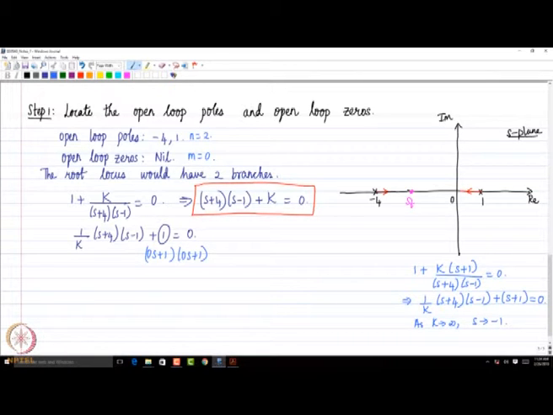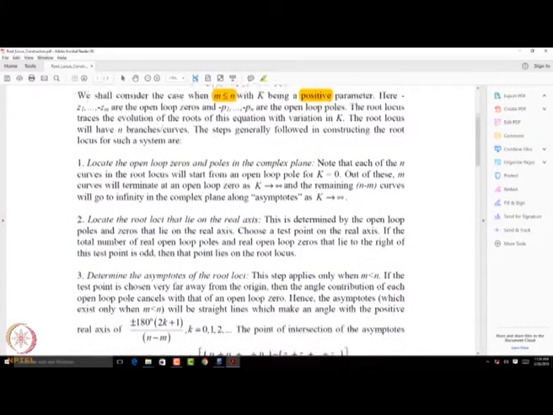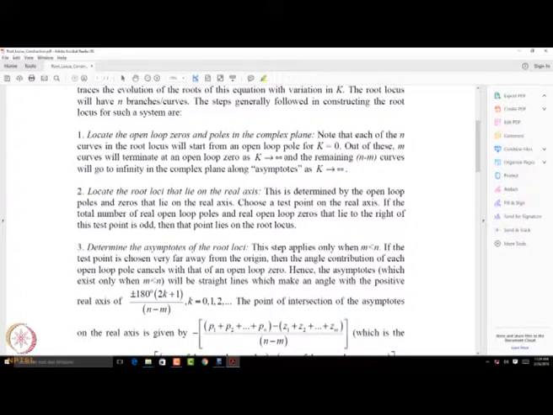That's why there was a statement: out of the n branches, m branches will tend to open loop zeros, if there were any. The other n minus m branches will tend to infinity along what are called asymptotes. We are going to come there. I hope the logic is clear, as to why we have that behavior. In this particular example we do not have any open loop 0, so we are going to have two branches, both going to infinity in the complex plane as k tends to infinity. That's what is going to happen. Is it clear, the first step?